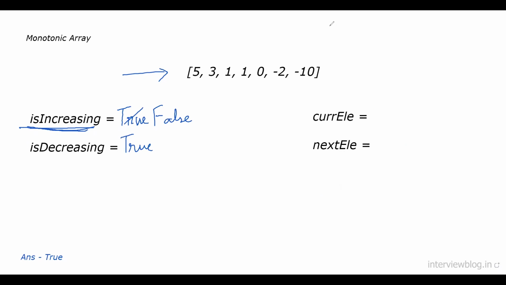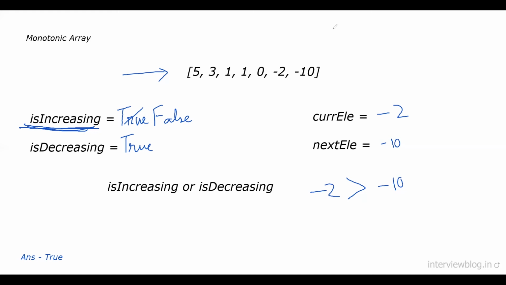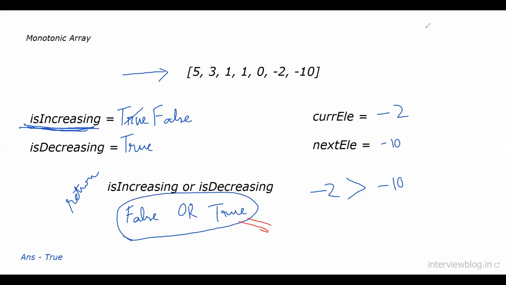So now our current element would be -2 and our next element would be -10. So in this case, we can see that -2 is greater than -10, which means that we will again be overwriting the is increasing variable from false to false. So now we can see that we have completely traversed the given input array, and hence we will be returning is increasing or is decreasing. That is, we will be doing false or true. So in this case, what will happen is our function will return true.